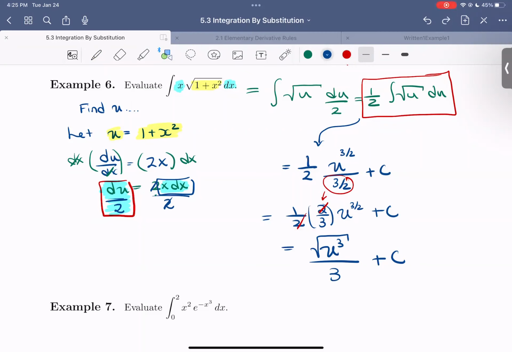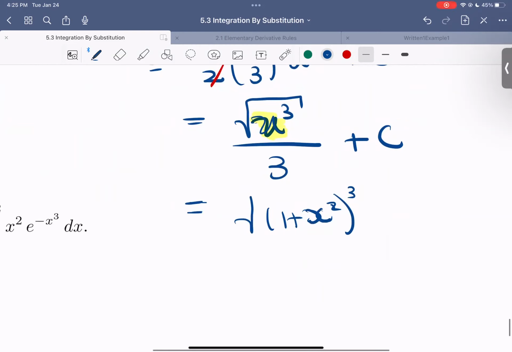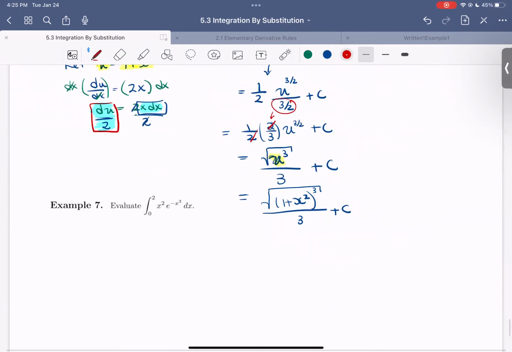What is our final step? Now we have to substitute back in for what we used for u. So we saw that u we used as 1 plus x squared. So we need to substitute that back in. So we need the square root of 1 plus x squared, all of that cubed, because we're cubing u. So we need to cube 1 plus x squared. Write that a little nicer here. Square root over 3 plus c. So our final integral becomes the square root of 1 plus x squared cubed over 3 plus c.